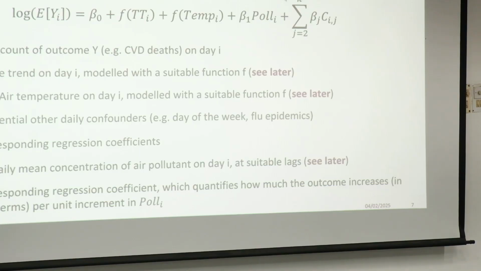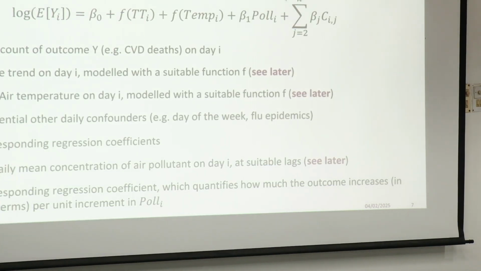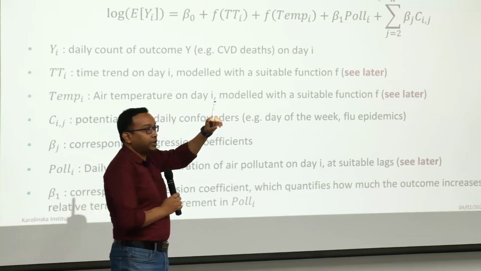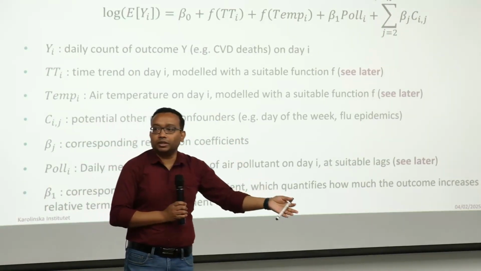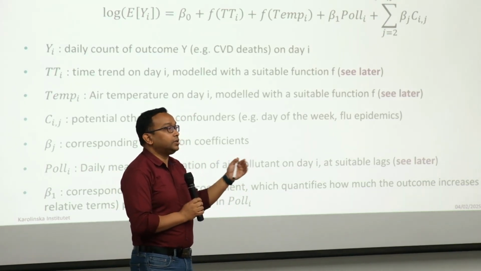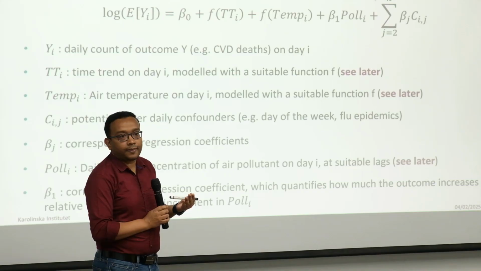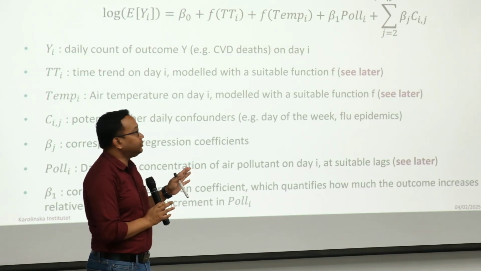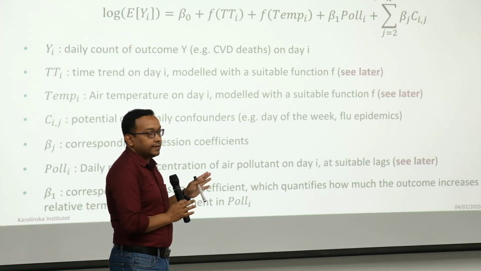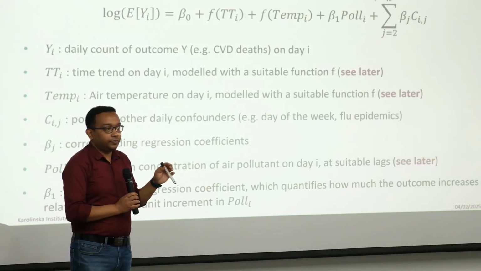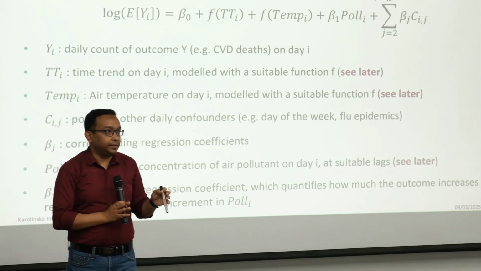So if you run this, the standard regression, Poisson regression, and what you are trying to get out of it is that beta 1. So for every, let's say, unit increase or 10 unit increase in the pollution of that exposure, what is the increase or decrease in the average number of deaths? This is the time series regression that we do for environmental health. So if you use this for effect estimation, that's fine.